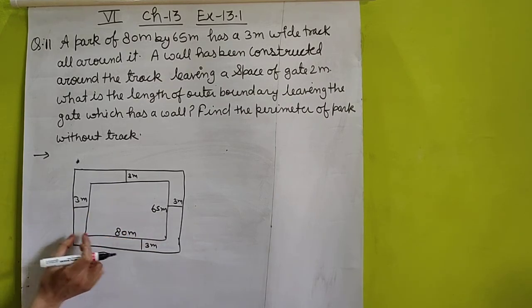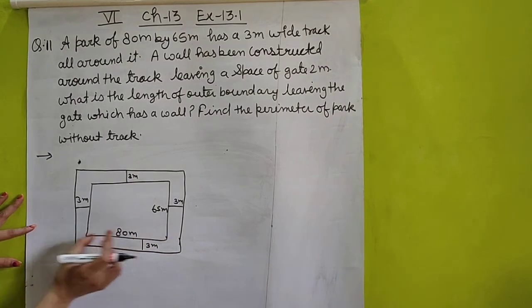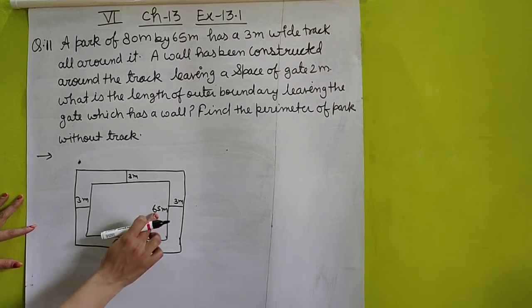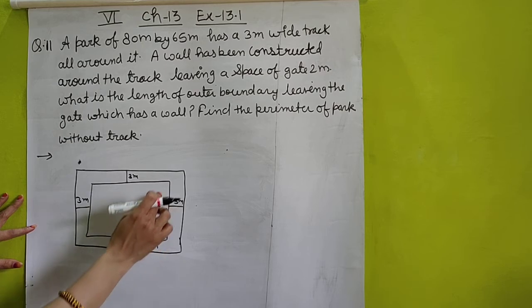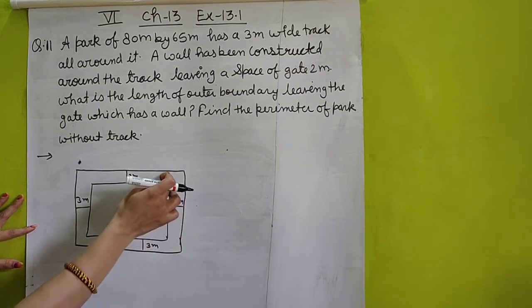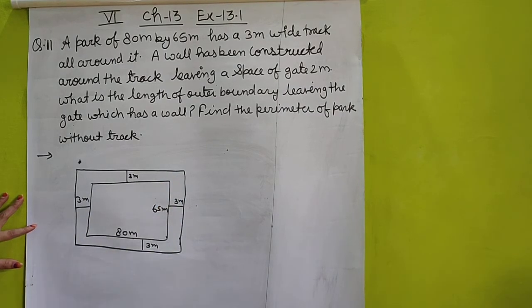Suppose you add this track, then the length will be: you add 3 meter from here and 3 meter from here. It will be 86. This is 65 without track. But when you add the track, from here also 3 meter and from here 3 meter, then it will be 65 plus 6, 71.